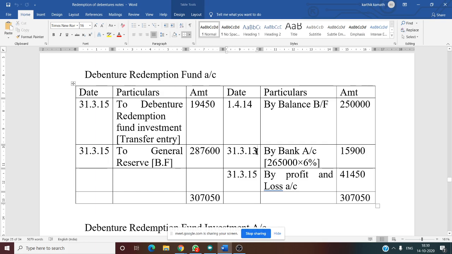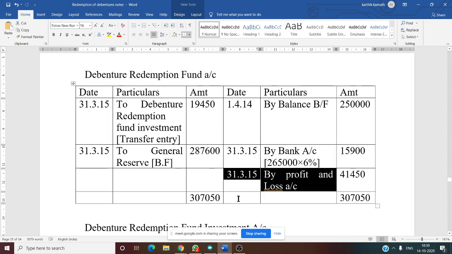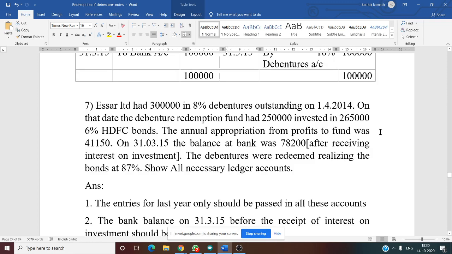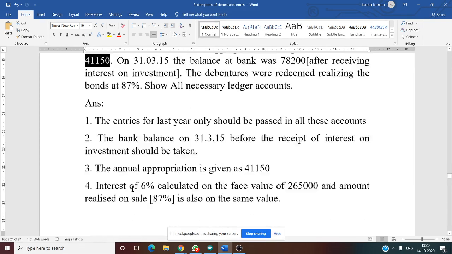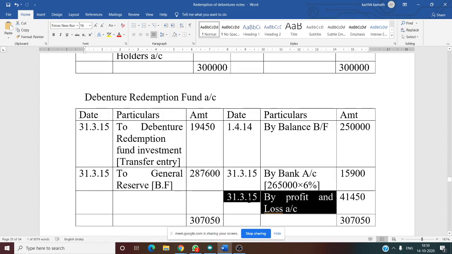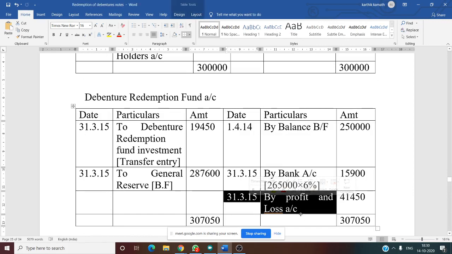After that, see this date, there is a correction. 31/3/13 is not right. It is 31/3/15. So that was a typing error, 31/3/15. Then you know there is a P&L appropriation amount at the year end, and this appropriation amount is given in the question itself. See this, they have said the annual appropriation from profit to the fund is 41,150. So it is directly given, no need of calculating a working note. So write that amount. By profit and loss account, 41,450.